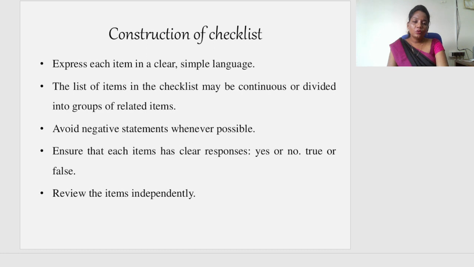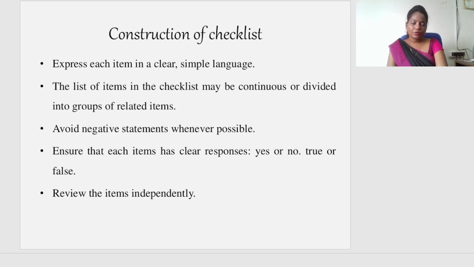And how to construct a checklist? This checklist can be already prepared by previous researchers. Sometimes we can prepare the checklist by ourselves according to our project work, our research and the elements of the study. You can make a checklist on your own, and that can be a constructive one. Always express each item in clear, simple language, and the list of items in the checklist may be continuous or divided into groups of related items.